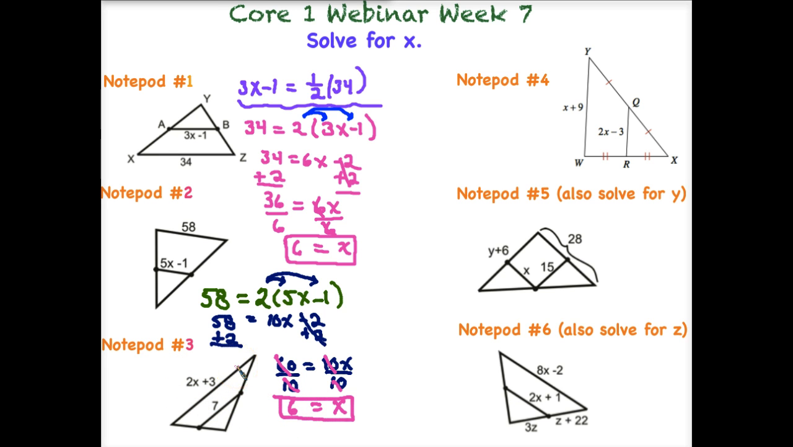So the key is setting up the right relationship. So like if you look at Israel's in student 4, he said that x plus 9 is equal to 2 times 2x minus 3 because this mid-segment is twice as long as the base. So if you want to try, Kiana, and just set up a relationship, actually here, let's do this. If this base is 28, so I'm going to highlight it so you can see it, 28 right here. What is x? Type to me, what is x?